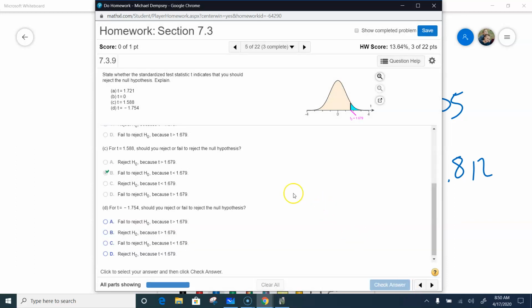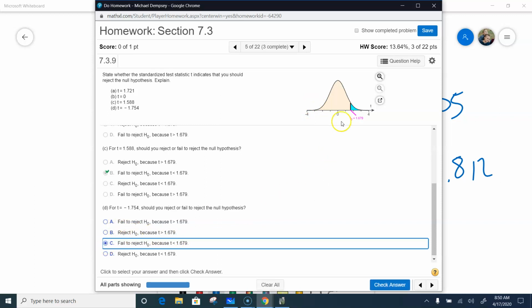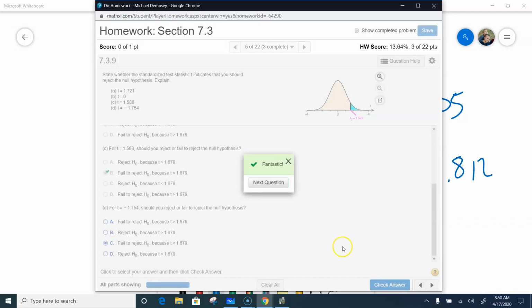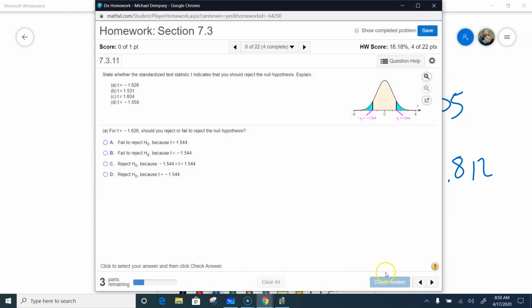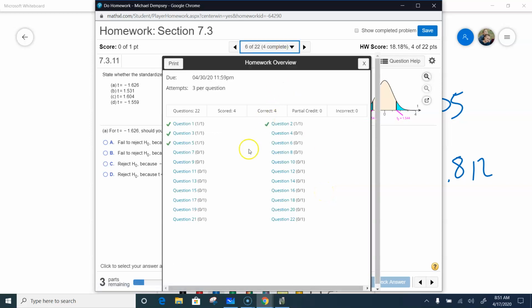And the last one, negative 1.745, well, that's in a completely different direction. If it was a two-tailed test, we'd be okay. But again, we would fail to reject it because it's less. We need to be greater than 1.679 in a right-tailed test in order to be impressed. So that's not going to work. All right. So let's jump ahead to number 7.